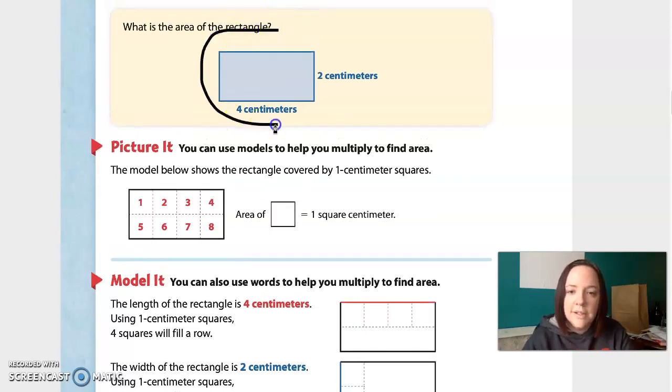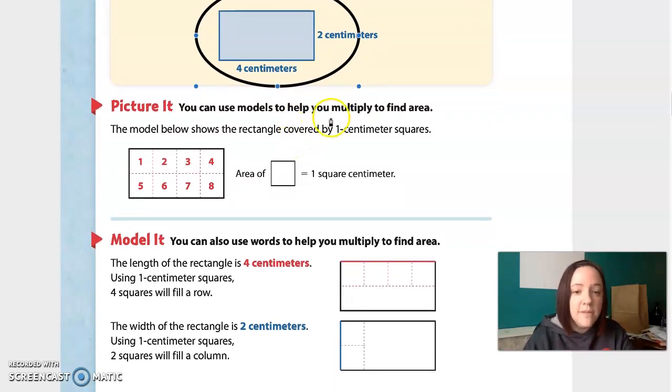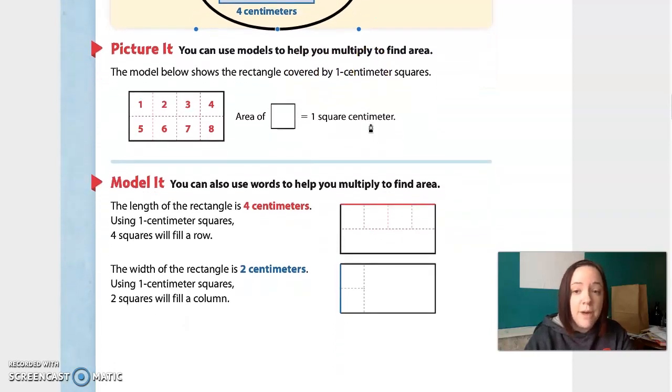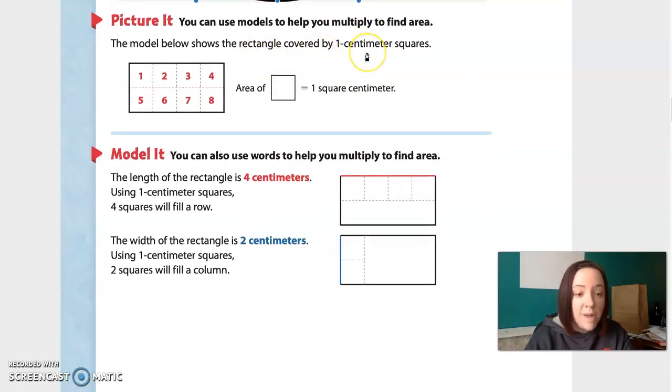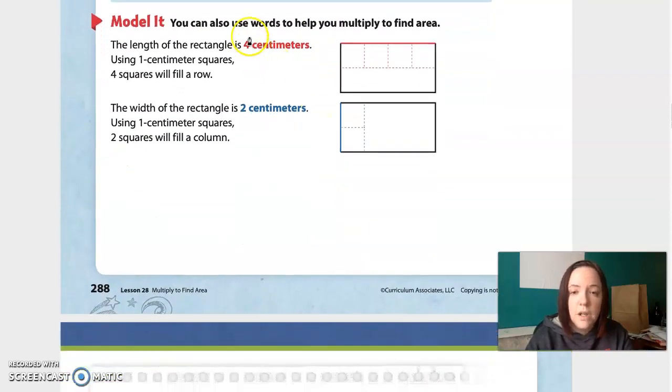Did someone notice anything different about this rectangle? If you said it has no square units, you are correct. It doesn't show it, right? But let's picture it for a moment. You can use models to help you multiply. The model below shows the rectangles covered by 1 centimeter squares. 1, 2, 3, 4, 5, 6, 7, 8. The area of this little square equals 1 square centimeter. So let's model it. You can also use words to help you multiply to find area.